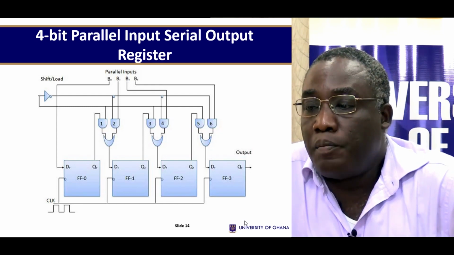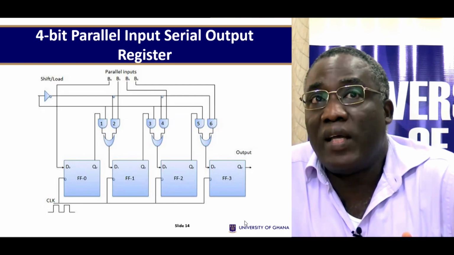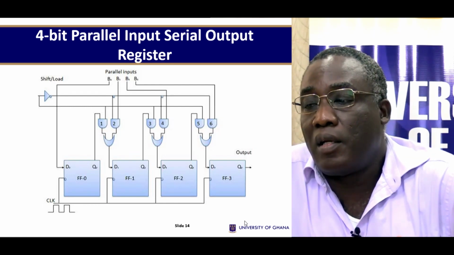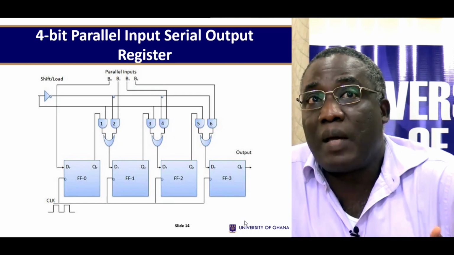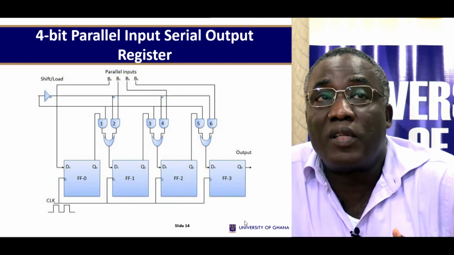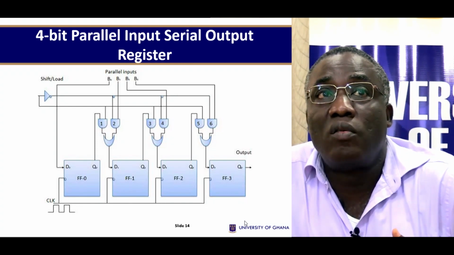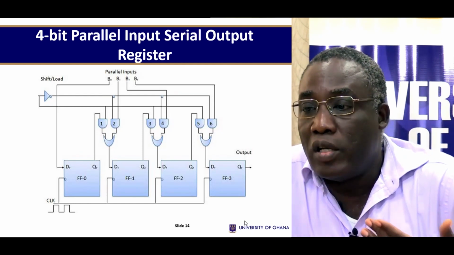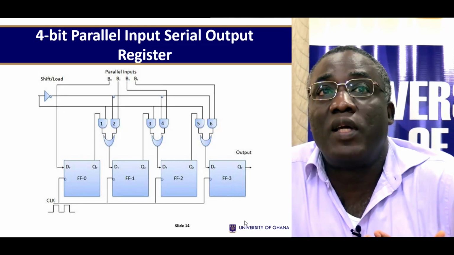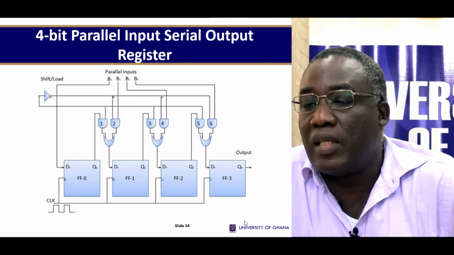So if the signal is below 0, the AND gates 2, 4, and 6 will become active because of this signal that is coming here. So it depends on what you are activating. So you know that you're in the load mode. And then when you're in the shift mode, then 1, 3, and 5 become active. So that enables the data to shift through.